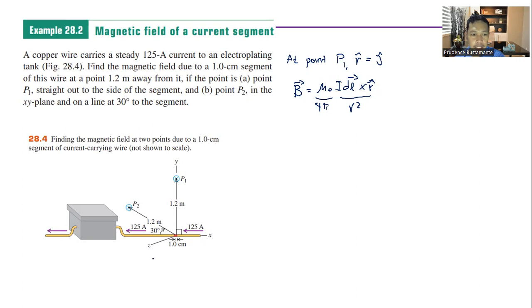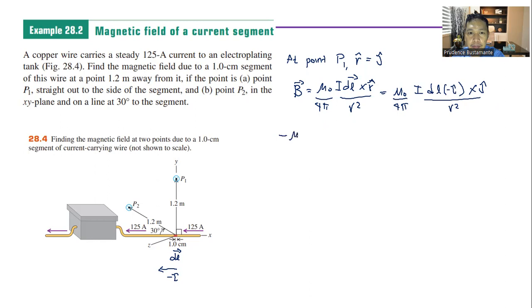So you can see here that dl is pointing to the negative i hat. That's the direction of dl. So here we have mu naught over 4 pi, we have dl times negative i cross j, over r squared. Okay, so i cross j is actually k.